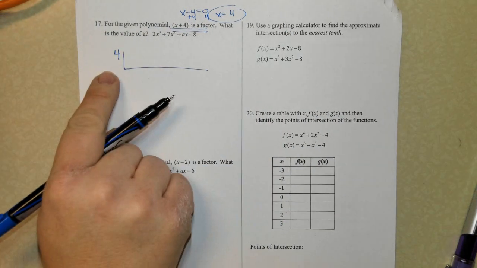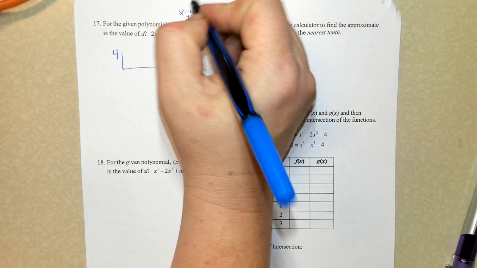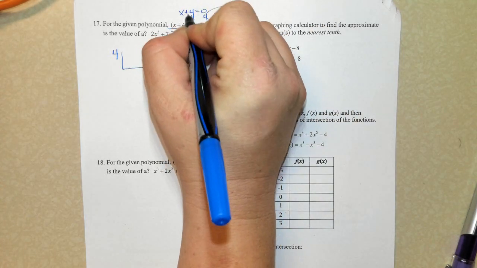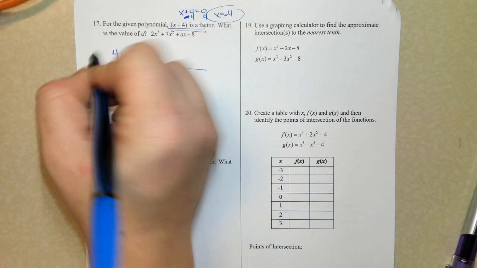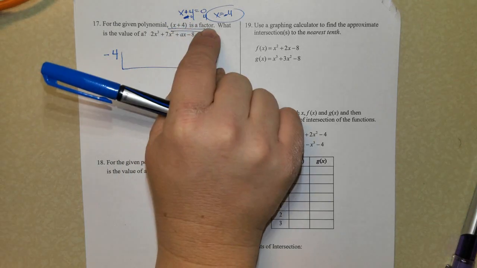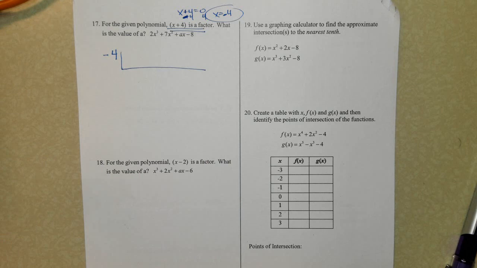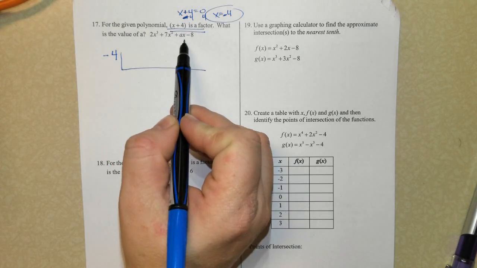Big mistake students want to make is to put it here, sorry, I did this wrong. This was an x plus 4, my fault. So you're putting a negative 4 out front. If this is a factor, as it states it is, you set it equal to 0 and solve. Whatever you get goes out front.